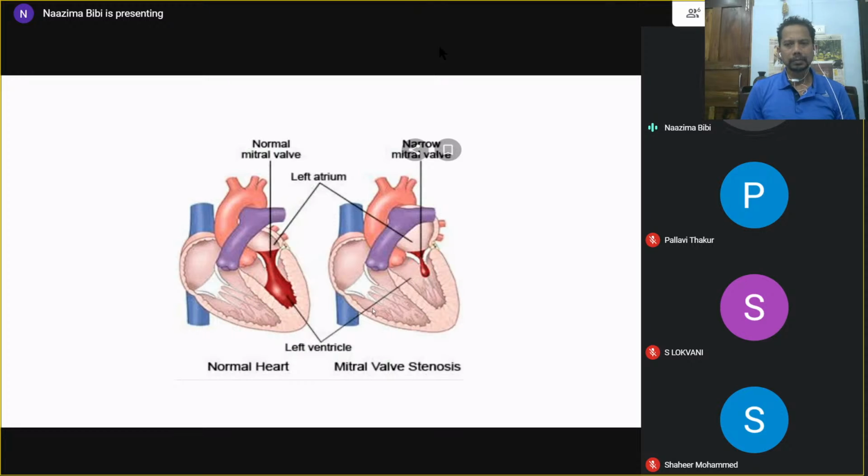Other procedures like closed mitral commissurotomy or open mitral commissurotomy can be done. Or mitral valve replacement can be done. Either mechanical or bioprosthetic valves can be used.